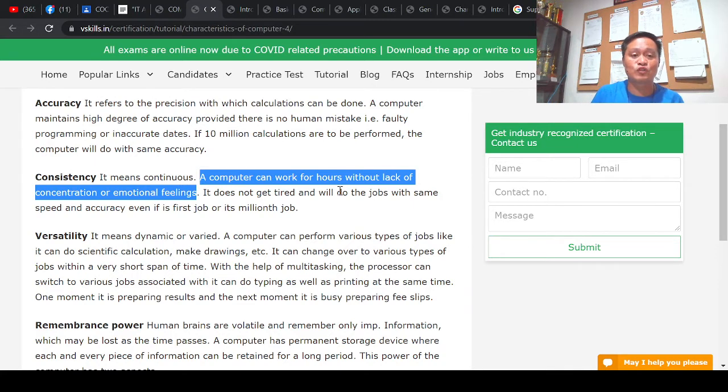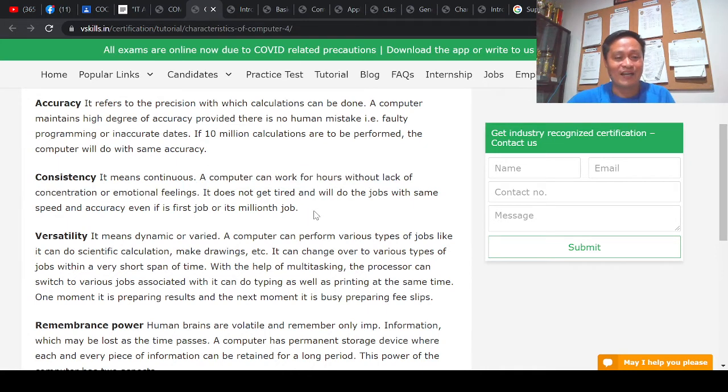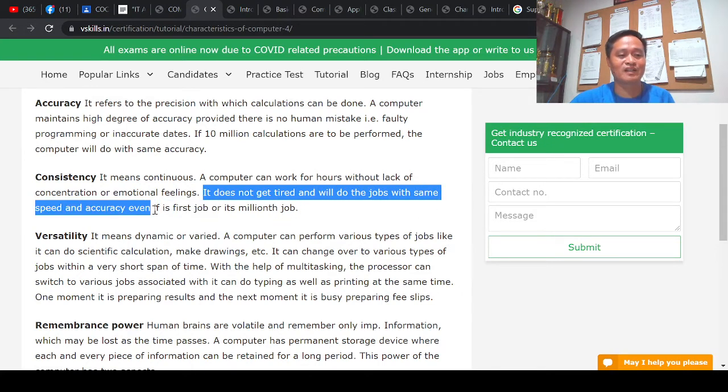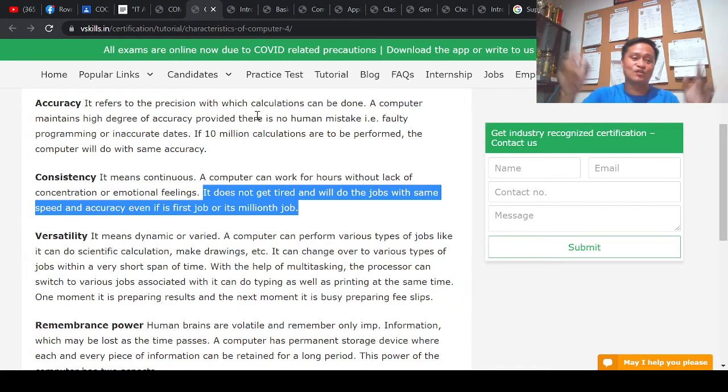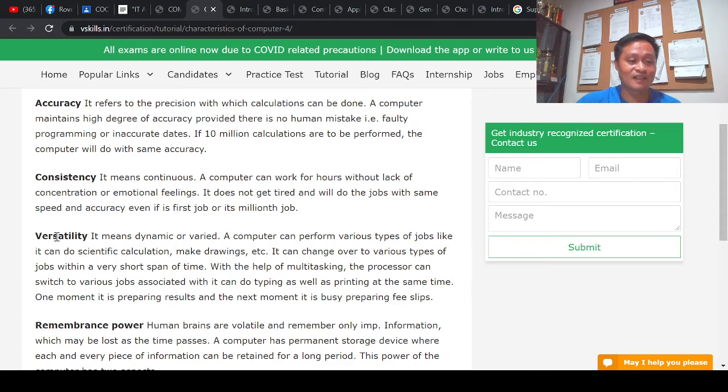It doesn't have any emotional feelings, right? It will work, it will process without lack of concentration, because it's not a human being. Okay, and here it does not get tired and will do the jobs with the same speed and accuracy, even if it's the first job or the millionth job. The same. That's consistency. And the next characteristic of a computer is versatility.